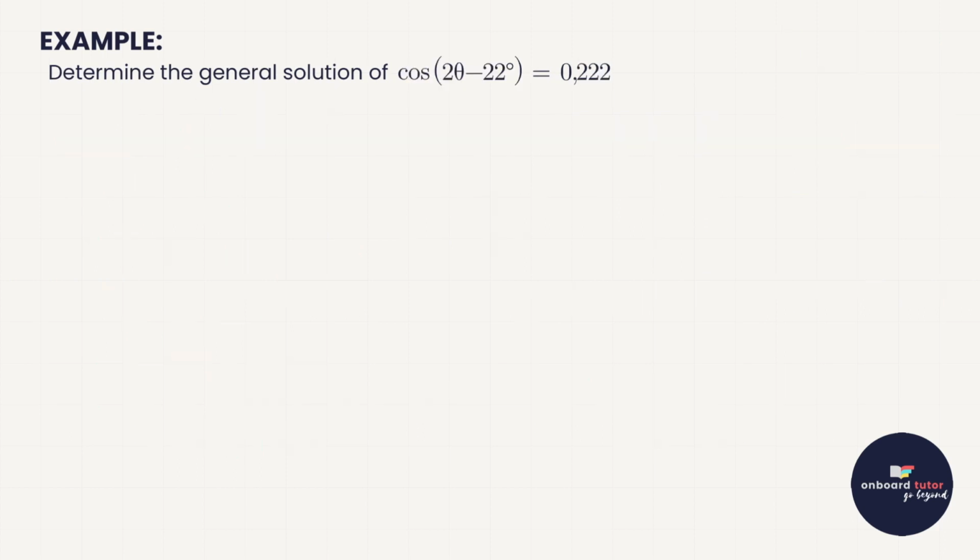Okay, let's determine the general solution of cos 2 theta minus 22 equals 0,222. So I want to isolate the trig ratio, but have a look here. This whole angle is all together. So technically the trig ratio is isolated, and I can jump straight into getting a reference angle. Okay, so we're going to go shift cos of 0,222, and we get an answer there of 77,17 degrees.